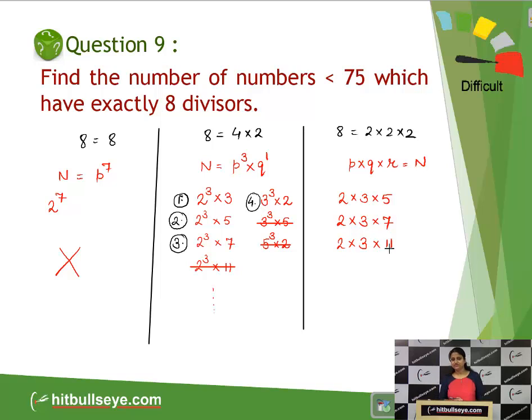Again, my range is less than 75. If I take this number 2 into 3 into 13, it will be more than 75. So we will not consider this case. Now another number we can take is 2 into 5 into 7. So these many numbers are the only possibilities in case of P into Q into R. So in total we are getting 1, 2, 3 and 4 numbers. So in total there will be 4 plus 4, 8 numbers, and this is the answer for this question.